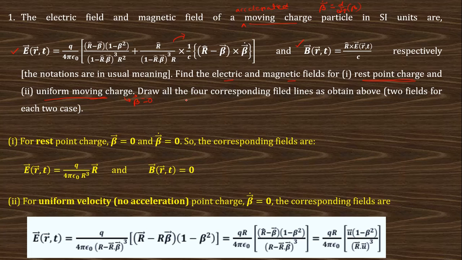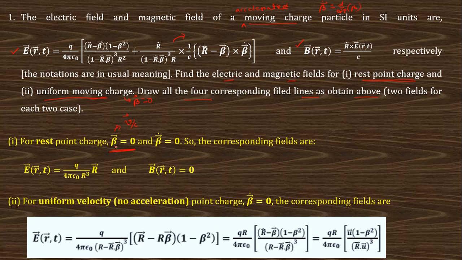And the question says to draw the four corresponding field lines obtained above. The magnetic field and electric field obtained in case 1 and in case 2, we need to draw these field lines of electric field and magnetic field. So in case 1, the rest point charge, rest means the velocity is 0, so beta, which is nothing but v by c, must be 0, and beta dot, the time derivative, is also 0.